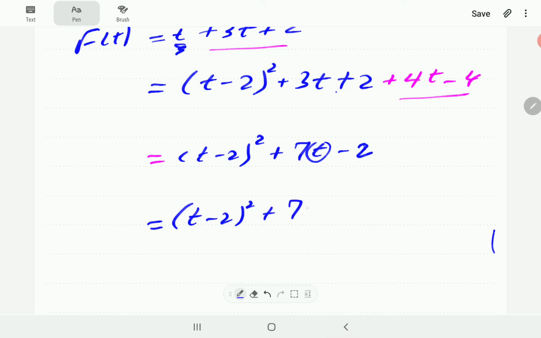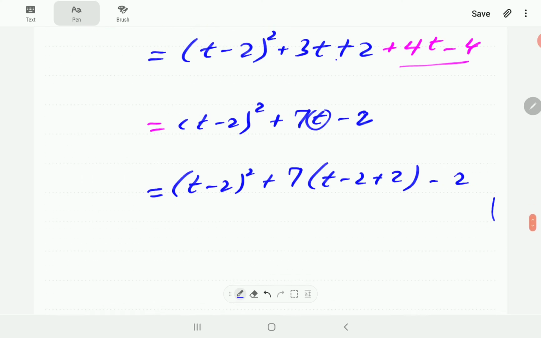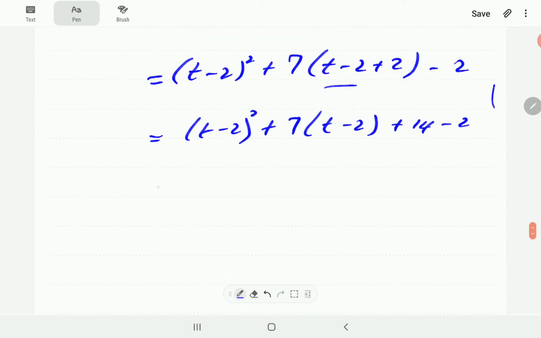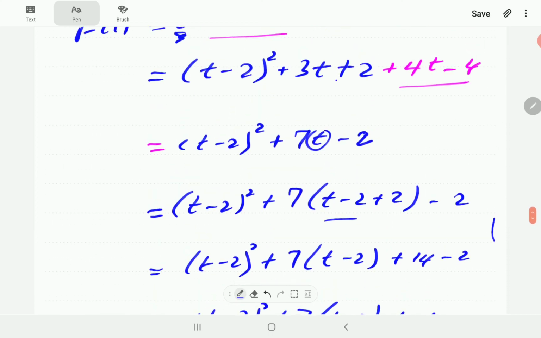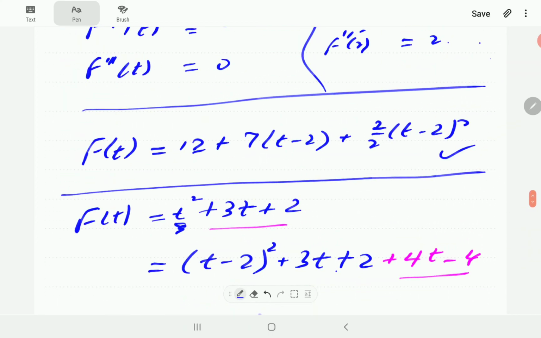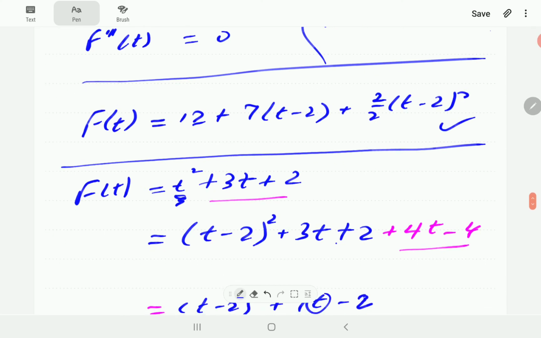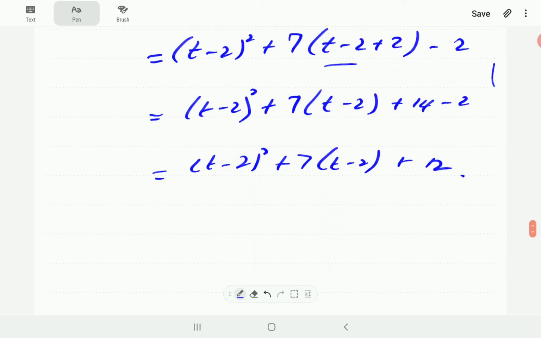Okay, so it's going to be 7 into t minus 2. Let's just write it like this. Okay, so t minus 2 plus 2. And then we are going to remove brackets. When we remove brackets, we're going to write this as 7 into t minus 2, this bit, and then the other bit is going to be 14. So finally, we have got t minus 2 squared plus 7 into t minus 2 plus 12. Now you're going to notice again, of course, this is exactly the same as what we got there using the Taylor series approach. Now back to our Laplace transform.